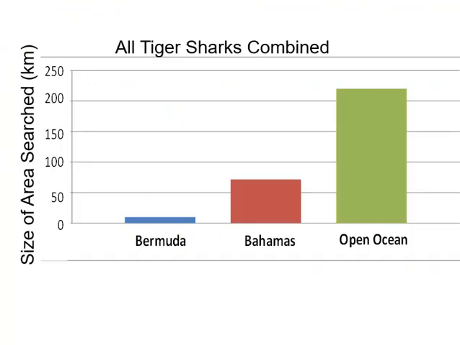And in fact, if you look at the size of the area that they're searching, this illustrates that first point that I made. In Bermuda, coral reef, searching a little tiny area. In the Bahamas, searching a little tiny area. In the open ocean, they're searching this gigantic area, but there's not that much energy.